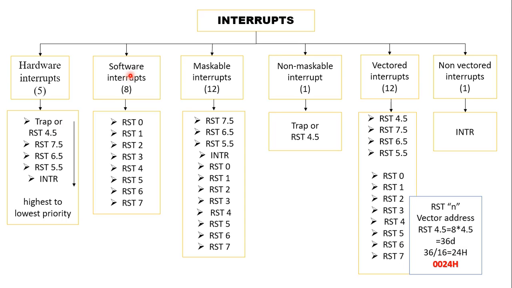Software interrupts. These interrupts exist in the form of 1-byte RST instructions, and these are used at the time of program writing. And we have 8 software interrupts, RST0 to RST7.